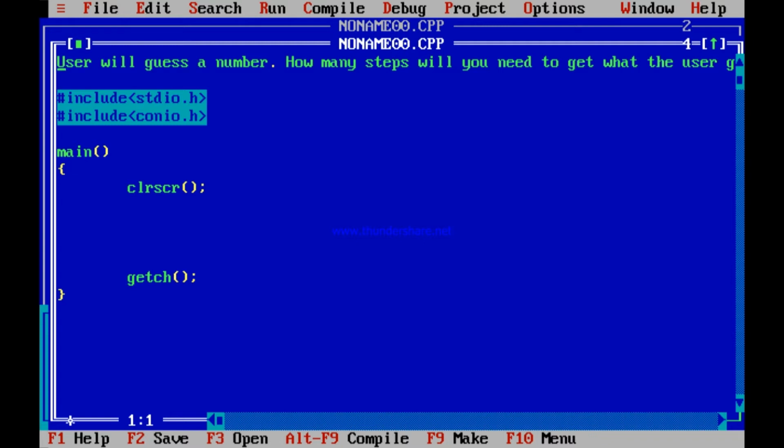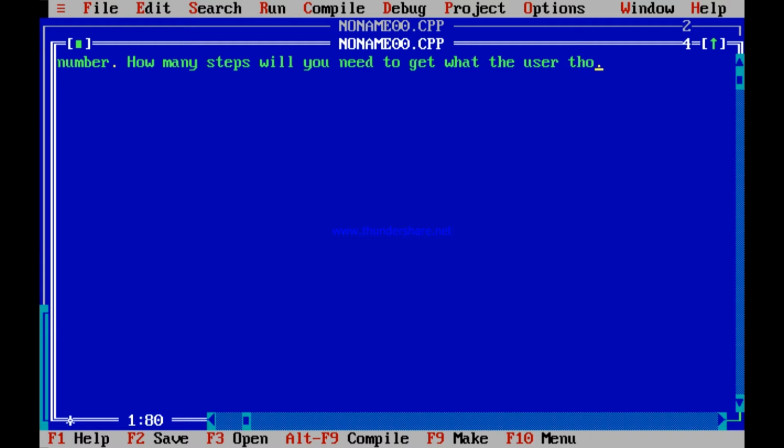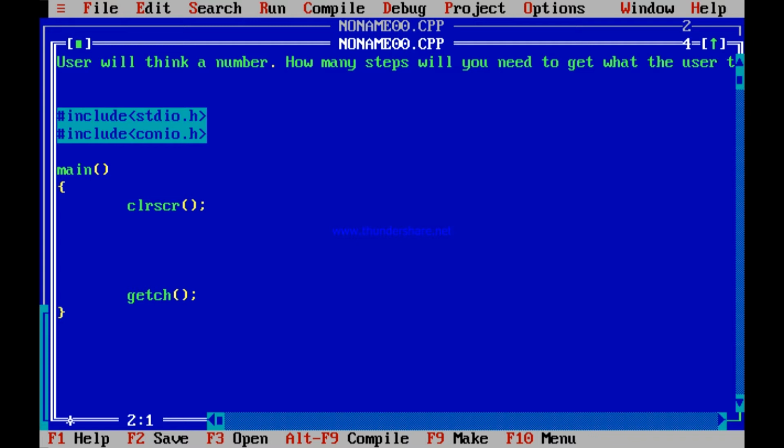I can be more clear if I say the user will think a number, not guess a number. How many steps will you need to get what the user thought? But here thought means the user will be thinking in his mind, and you will have to reach that number which the user thought in his or her mind. Now, how will you reach that? Say for example, the user guessed 72. How will you reach there, 72?